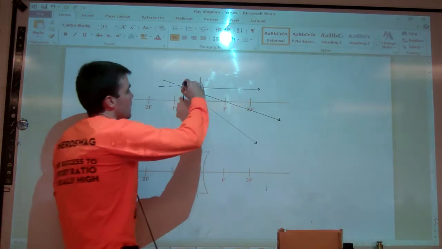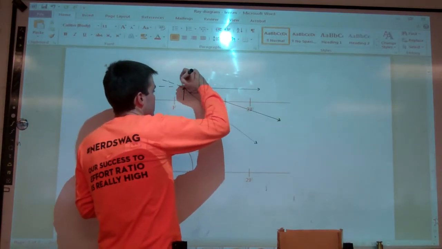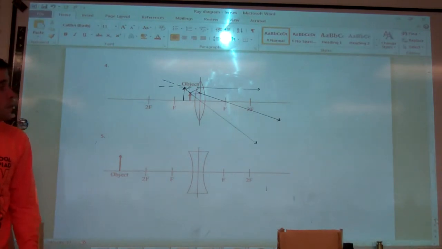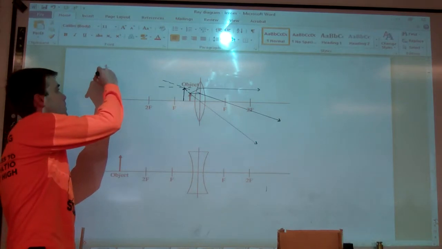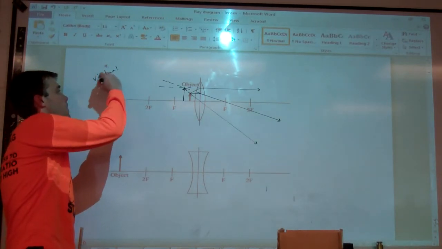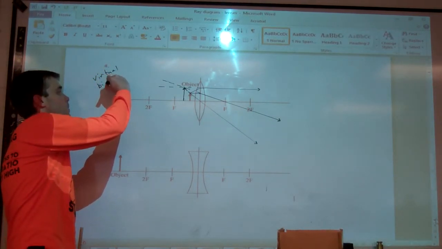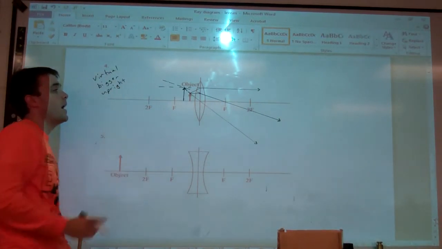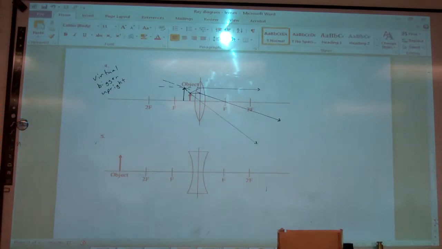And if we did this one, we'd get approximately the same spot. So again, if I drew it perfectly, it would work out perfect. Okay, so what is this one? Virtual. Bigger. Upright. And this is why when you're using a magnifying glass on something, the object appears bigger. So you're looking through the lens and you see it as bigger than it should be.